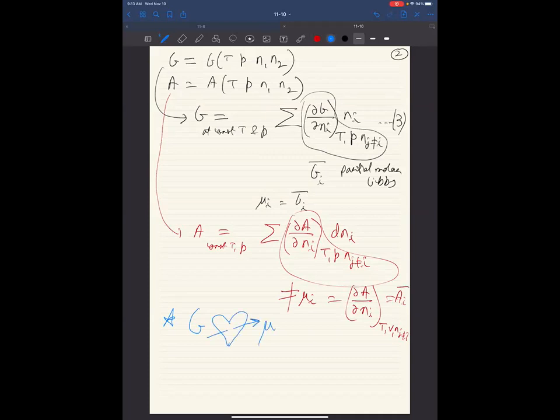And draw a heart. It looks like a heart, maybe, hopefully. Okay.